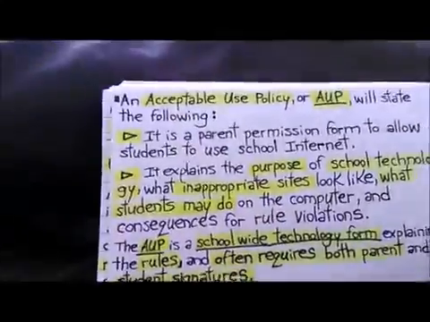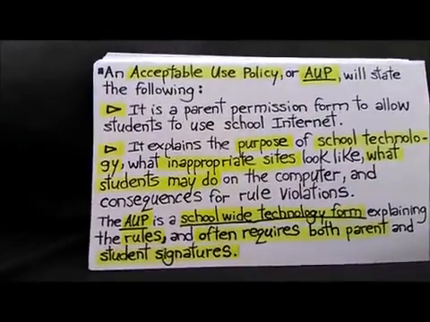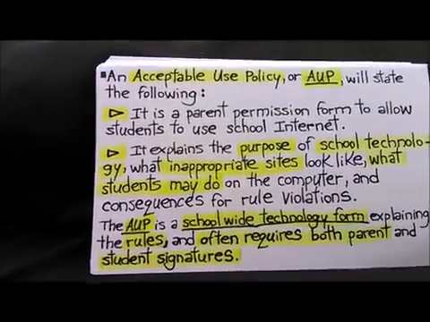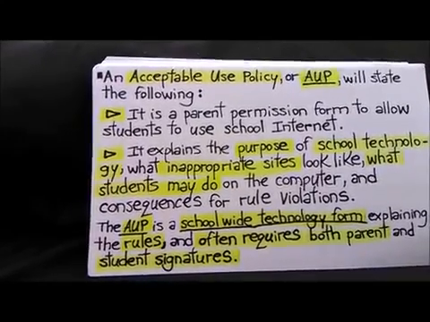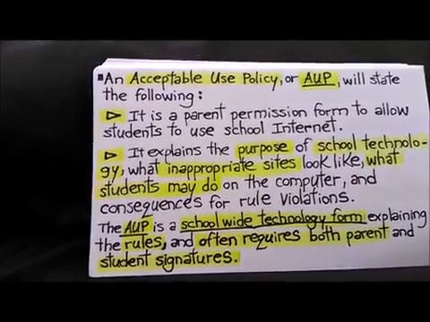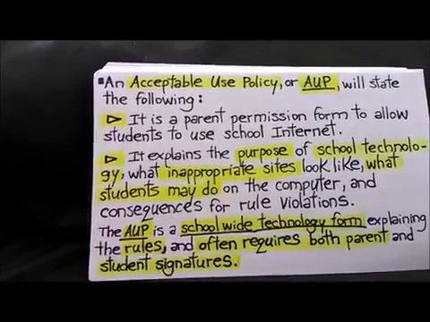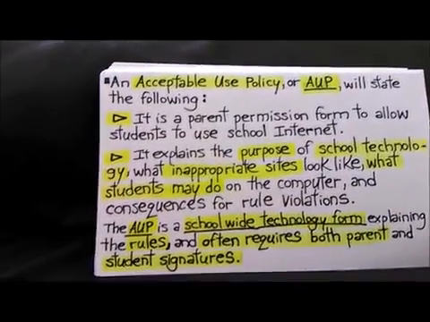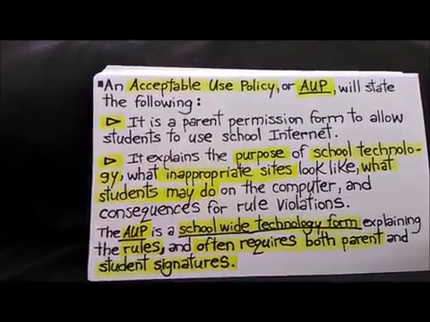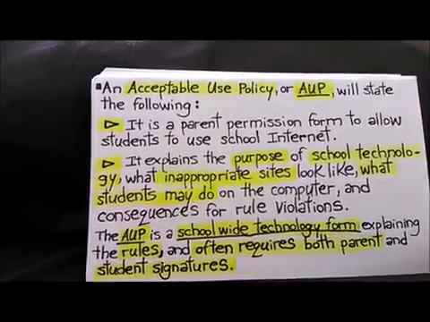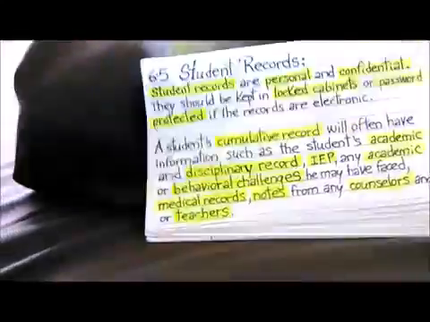So an AUP, or an acceptable use policy, will state the following. It is a parent permission form to allow students to use school internet. It explains the purpose of school technology, what inappropriate sites look like, what students may do on the computer, and consequences for rule violations. The AUP is a school-wide technology form explaining the rules and often requires both parent and student signatures.